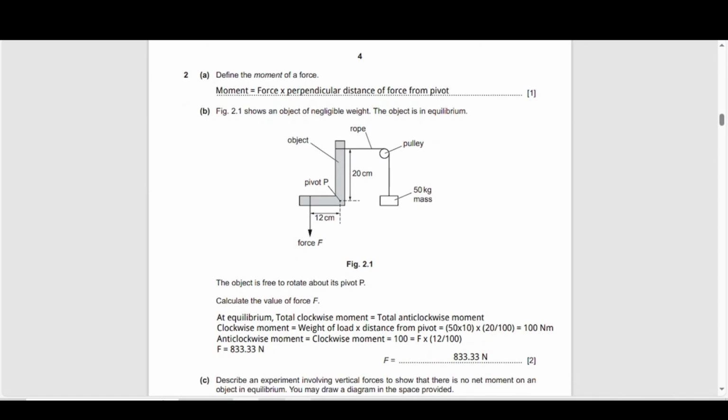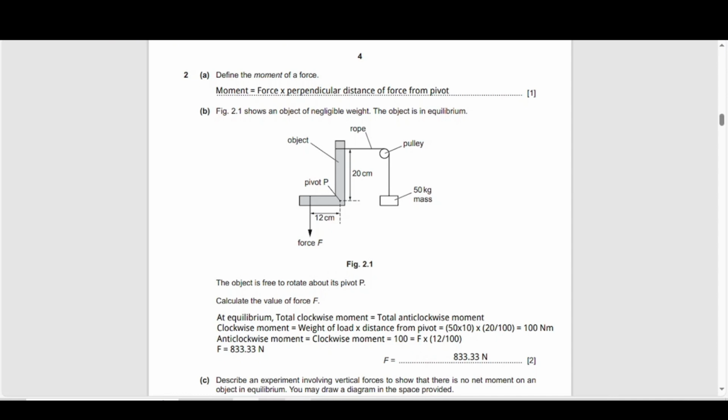So question 2 says define the moment of a force. For these 1-mark definition questions, the easiest thing to do is just state the formula. So the moment is the force multiplied by the perpendicular distance the force acts from the pivot, or I've just said perpendicular distance of force from pivot. The other thing you could also say is it's the perpendicular component of the force to the pivot multiplied by the distance from the pivot. So either is an acceptable definition.